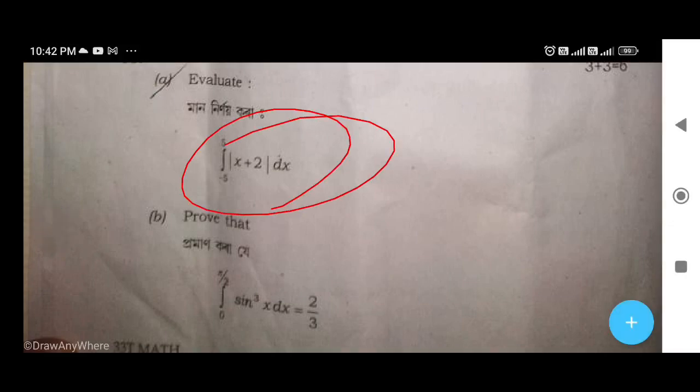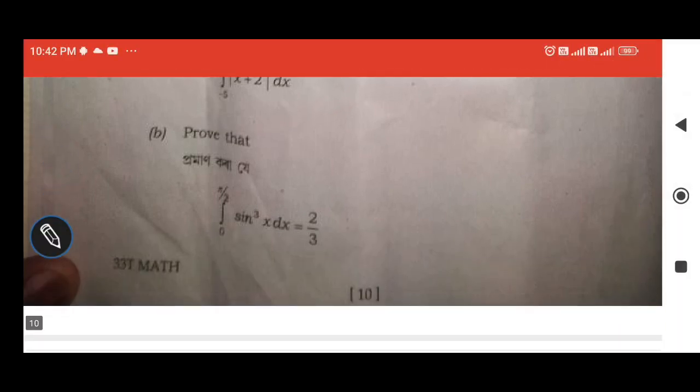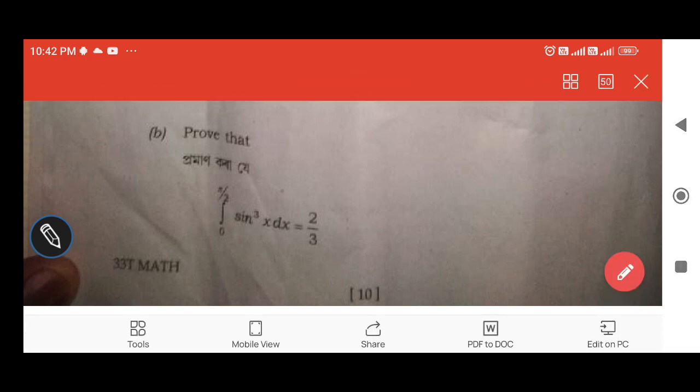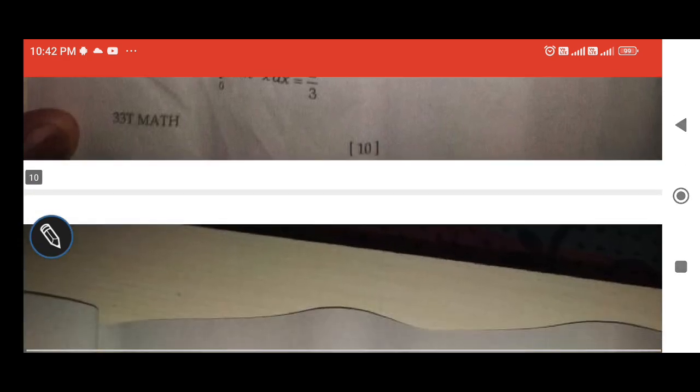Evaluate the modulus function. This is one of the easiest questions we have done in the NCERT book. And the next one, sine cube given from 0 to pi by 2. This is also one of the easiest questions. There are so many ways we can do it. Either you may use the sine 3 theta formula, or by breaking it, you can also do it by changing the limit.